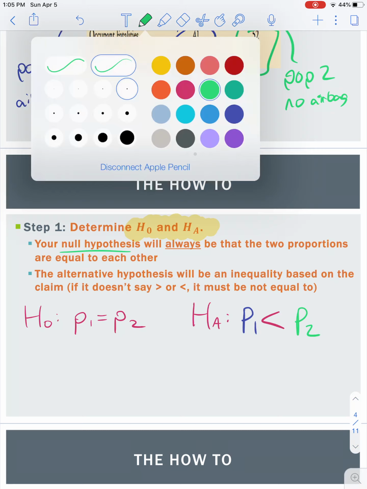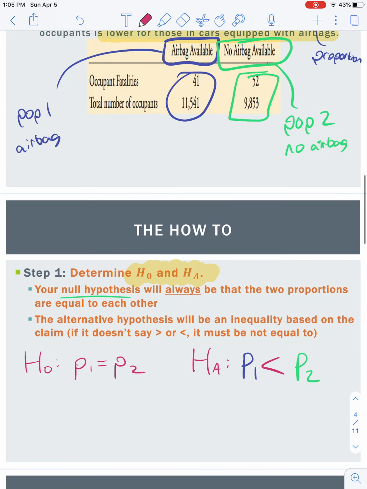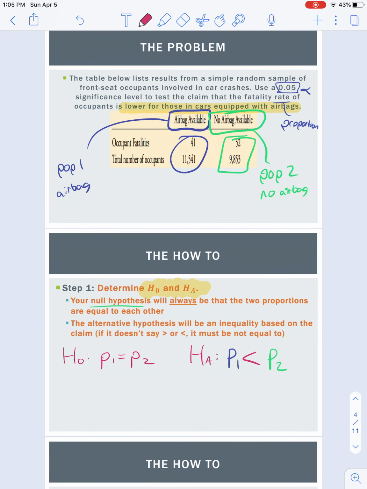So this is saying right now that the proportion value for the airbag group is lower than the proportion value for the non-airbag group. Which, this claim makes sense. It's saying that there's a lower probability of dying if you have an airbag versus no airbag. Okay? And those are our hypotheses.